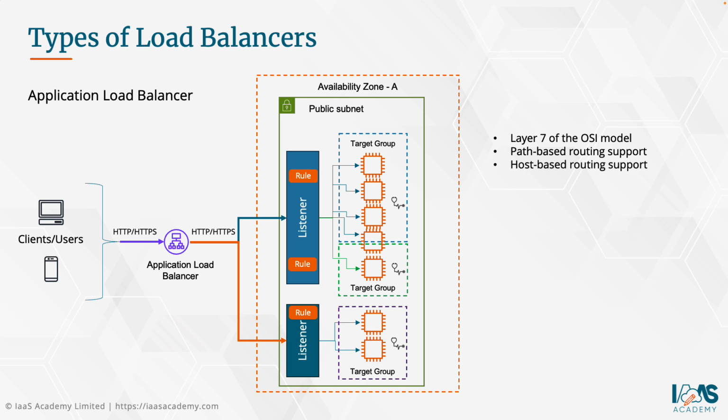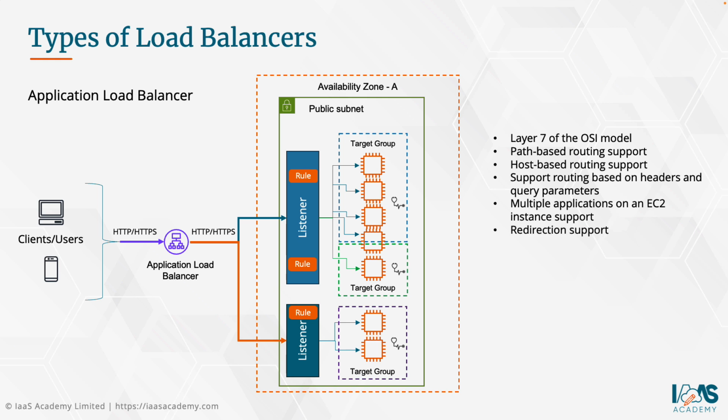Similarly, you can also have host-based routing, where the host name is different. And you can have support for routing based on headers and query parameters. So by using query parameters, you're able to provide far more granular methods of routing into how traffic is routed to various targets within specific target groups. There's support for multiple applications running on a single EC2 instance using different port numbers, so port 80 versus port 8080 and so on.